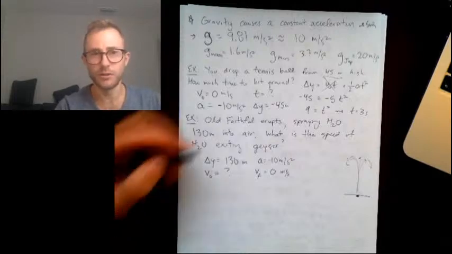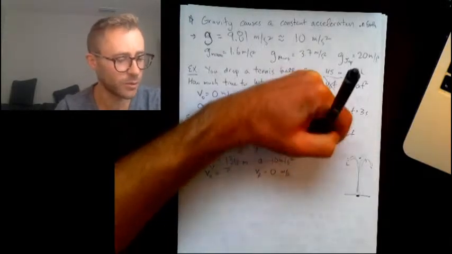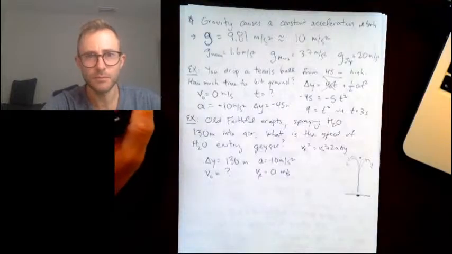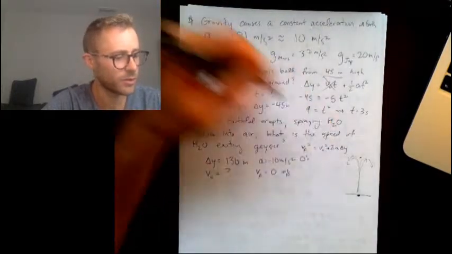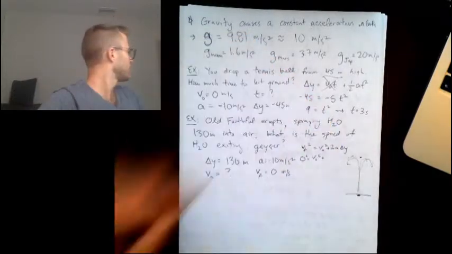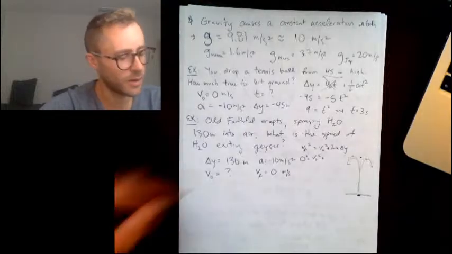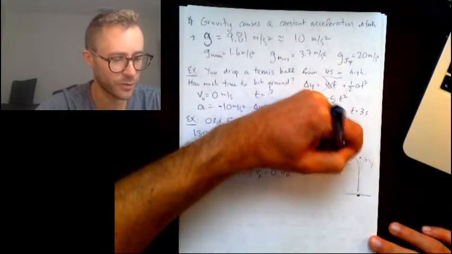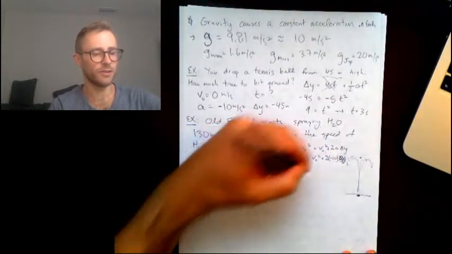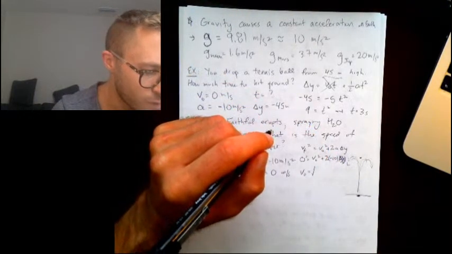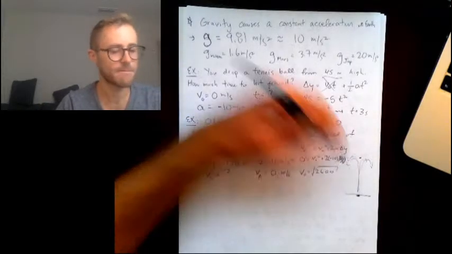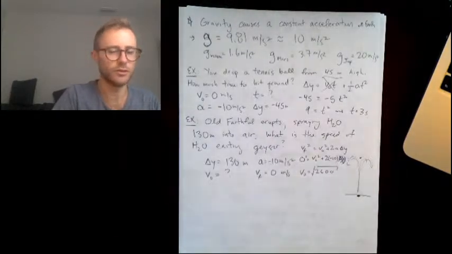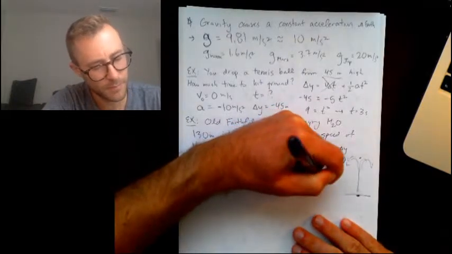So this is the third kinematics equation. V final squared equals V initial squared plus 2a delta y. 0 squared equals V initial squared plus 2 times negative 10 times delta y. Oh, times 130, excuse me. And so basically that says that V initial equals the square root of 2,600, which is about 51 meters per second. All right.